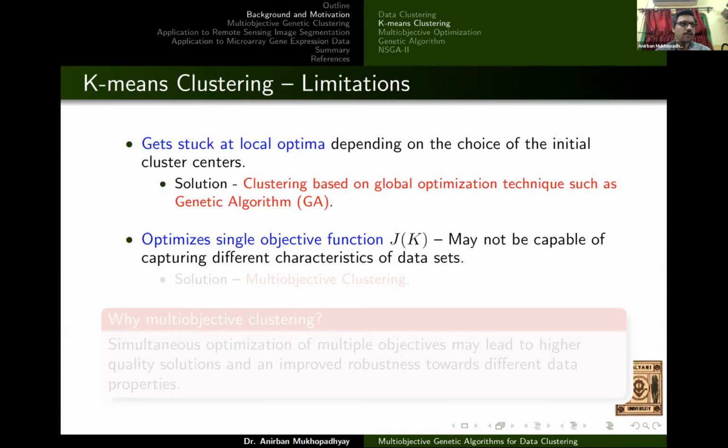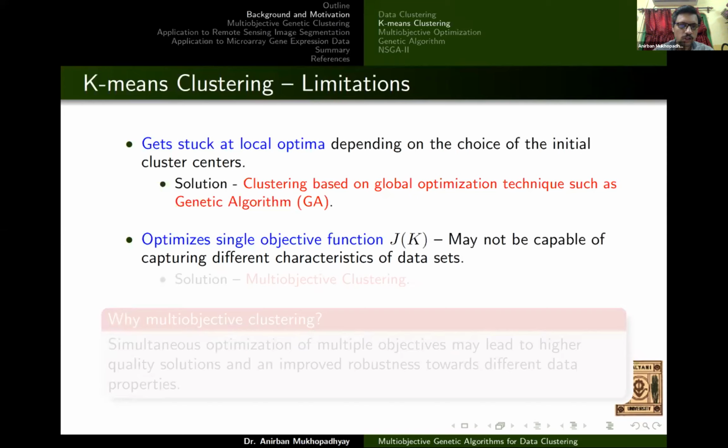And it is generally found that there are other clustering criteria. If we optimize those criteria, they work very well for some data sets where J does not perform well. But the k-means algorithm only optimizes J, so it is not capable of capturing the different characteristics of all types of data sets. It may work very well for some data sets, but for some it does not work nicely.